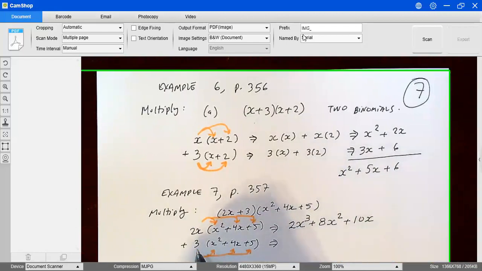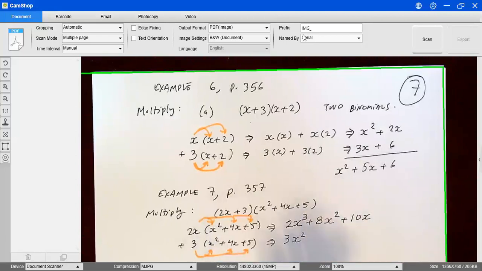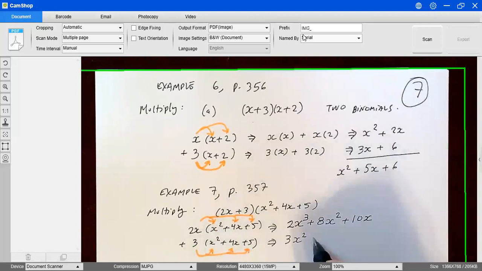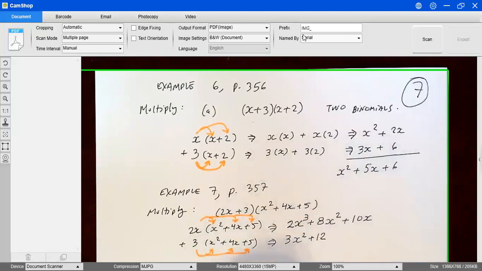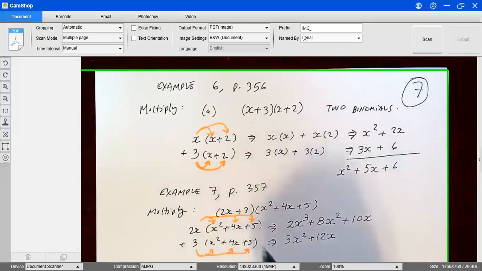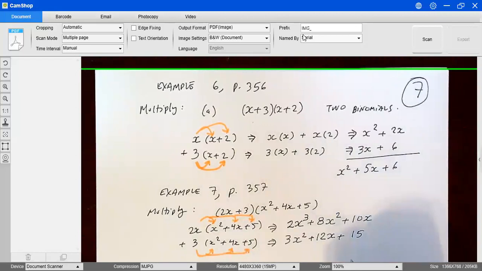Now the second row, coefficients, 3 times 1 is going to be 3. Variables, you have only x squared inside, no variable outside. Again, coefficients, 3 times 4 is going to be 12, and x only inside. Finally, 3 times 5 is going to be 15.